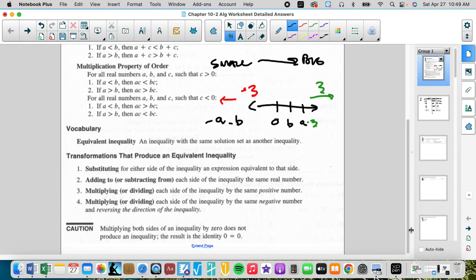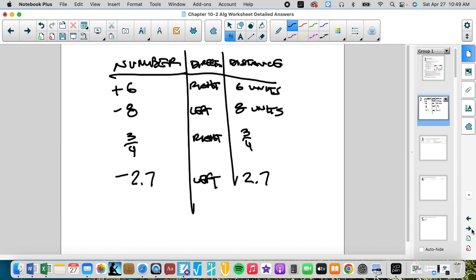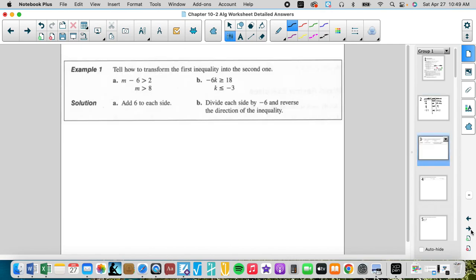We have vocabulary: equivalent inequalities, transformations that produce an equivalent inequality, substituting, adding, multiplying, dividing. So we know that multiplying both sides of an inequality by 0 does not produce an inequality. The result is the identity 0 equals 0. There are some more fun things that we're going to learn here, especially multiplying by a negative.